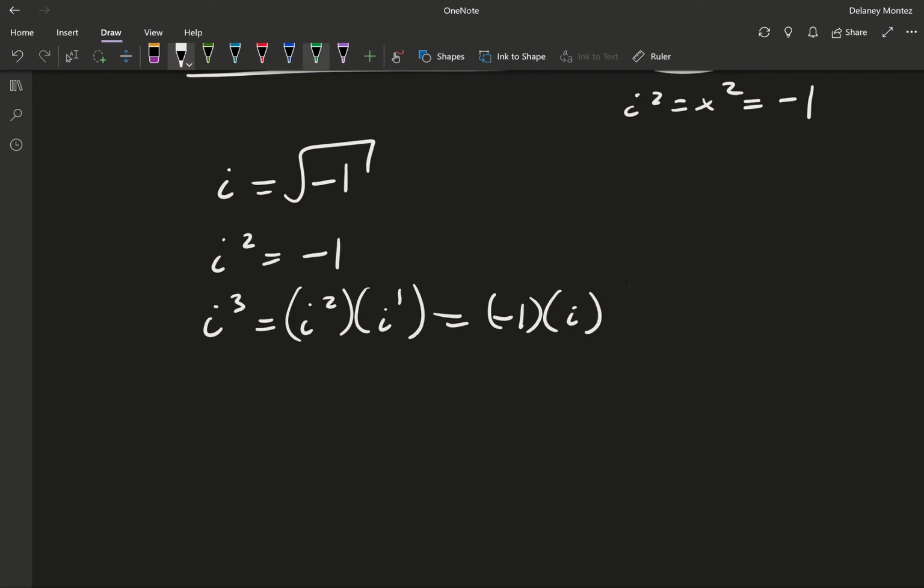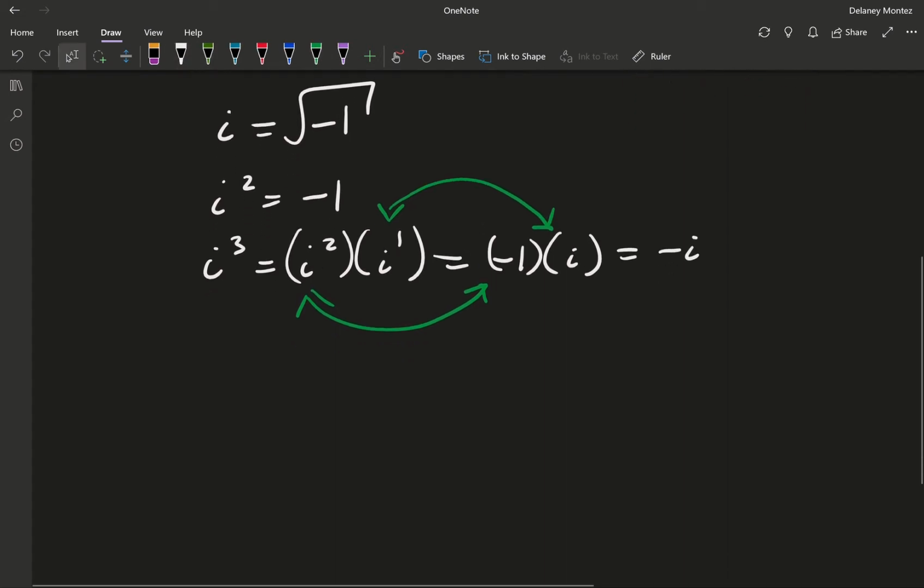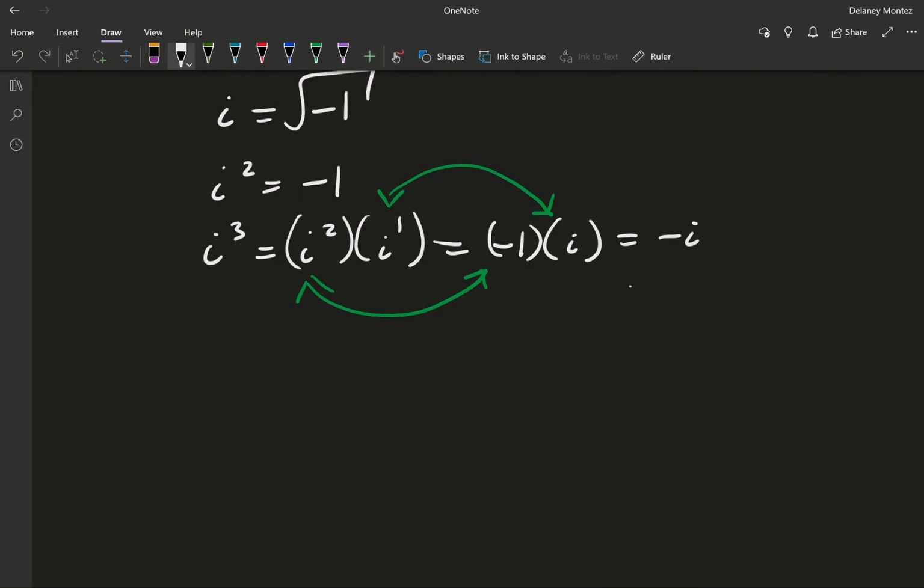So the way we did this, we took i squared, we know it's -1, and we left i just to be i. So this gives you negative i, right? So let's do one more. Let's see if we can go one more so we can get a pattern going.